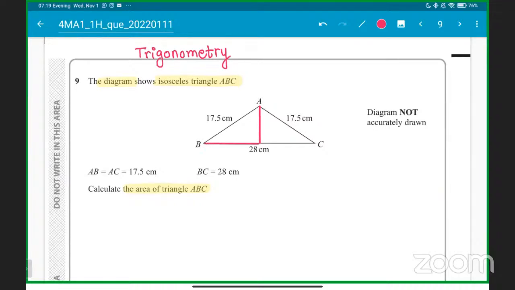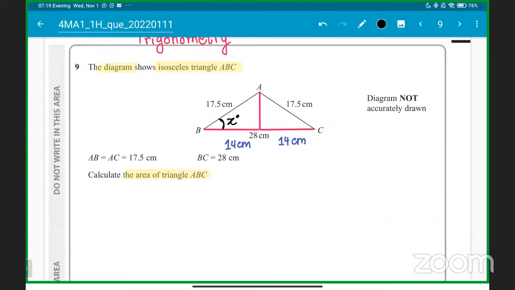This will be called 14 centimeter and this will be called 14 centimeter, cutting in half. Okay, so here we go. We can say that this will be 14 centimeter and this will be also 14 centimeter. And now you can easily work out this angle. Let's call this X.